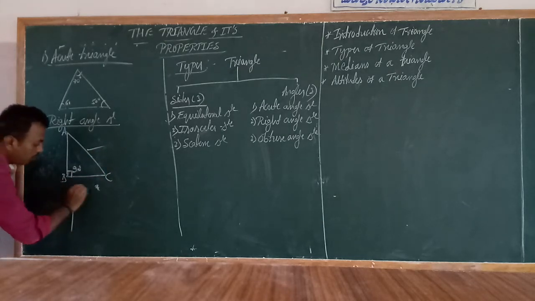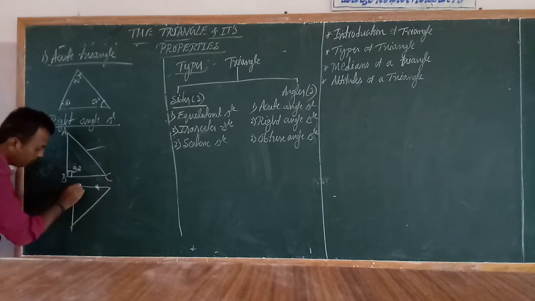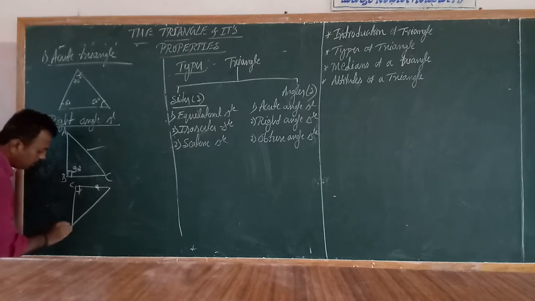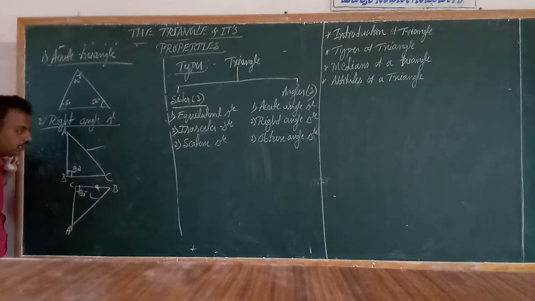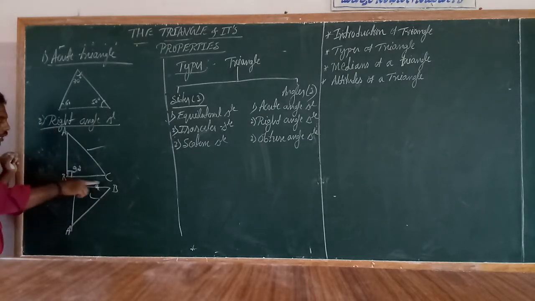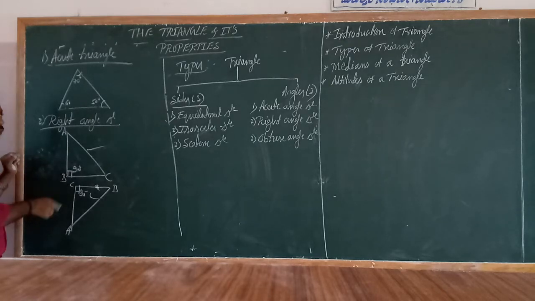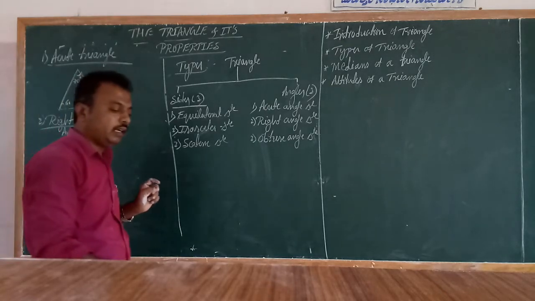So next, suppose this is C, this is A, this is B. Angle C is equal to 90 degrees. This is also a right angle triangle. Very simple. A right angle triangle is a triangle in which any one of the angles should be 90 degrees. That is called a right angle triangle.